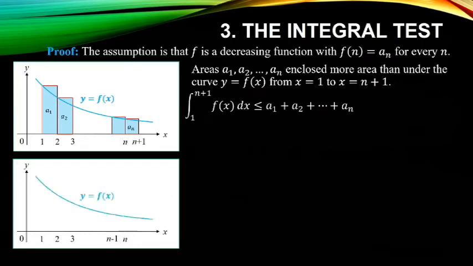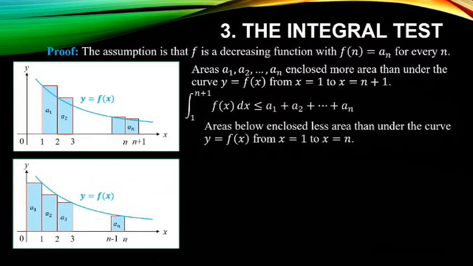Now let's consider the given function and we start the area from 0 to 1 like this. If we look at it, the areas below enclose less area than under the curve y is equal to f of x from x is equal to 1 to x is equal to n. So here we no longer consider the first area, the a sub 1. So, disregarding a sub 1, the sum of areas from a sub 2, so from 1 up to n, is less than or equal to the area under the curve, which is the integral of f of x dx from 1 to n.